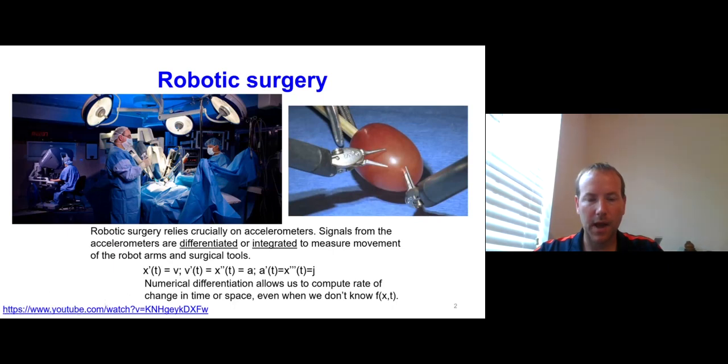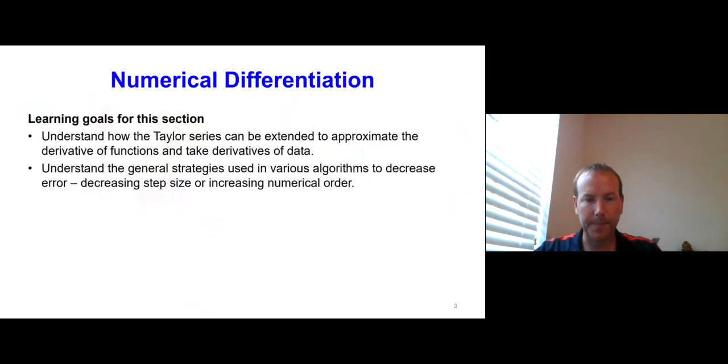So this is a motivating topic for us in this section, because we're going to be looking at how to perform this sort of numerical differentiation on the computer, even if we don't know a function f. In calc class, you always were given the function f, but we're going to learn that we can perform differentiation even if we just have data points, for example, from a robotic arm.